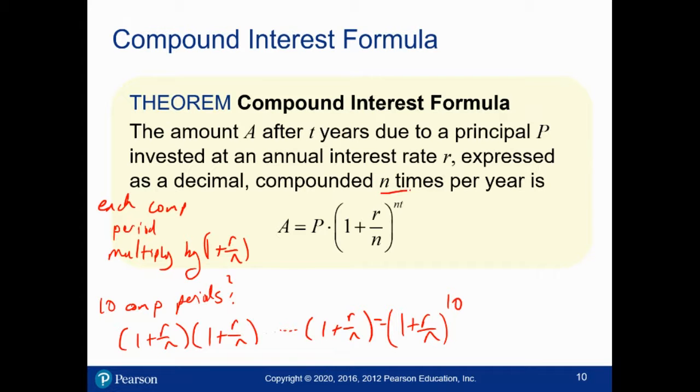Now, if you have n times per year, at t years, you have n times t total compounding periods, and that's where this formula comes from. Whatever your principal is, P, just multiply by 1 plus r over n to the number of compounding periods, which if you've done n times per year for t years, will be n times t.